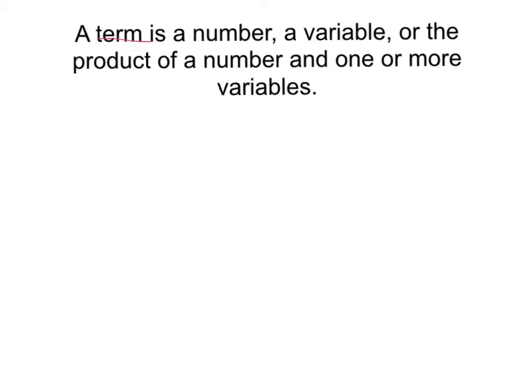A term is a number, a variable, or the product of a number and one or more variables. In an algebraic expression such as negative 2x plus 8, the parts that are separated by an addition or subtraction operation are called terms. So in this expression, negative 2x and 8 are the terms of the expression.